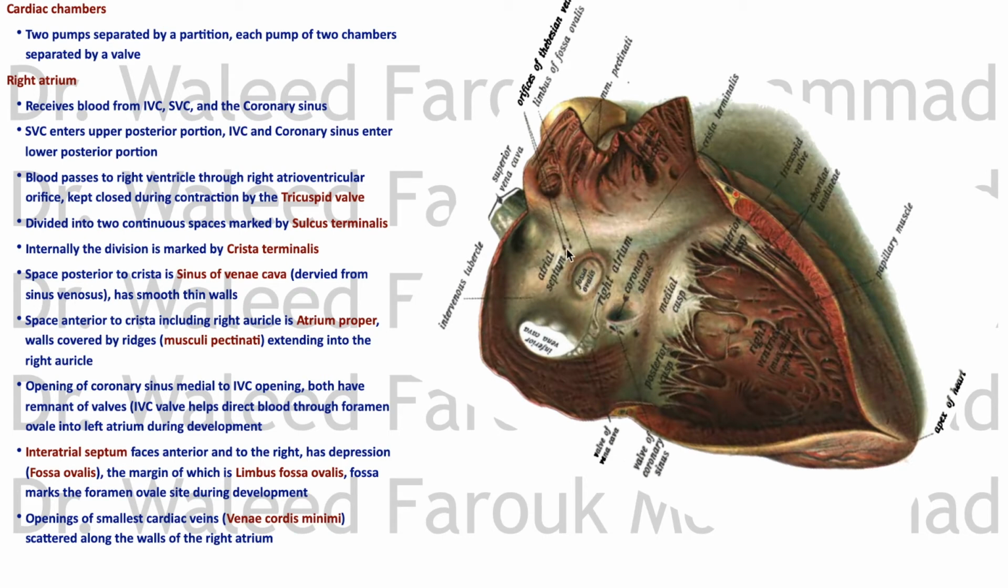You can also find minute openings in the walls of each chamber. Actually, these are the openings of the venae cordis minimi, which are a small system of very minute veins that drain the cardiac muscle directly into the chamber. Why? Of course, we have an extensive venous drainage because we don't want to accumulate metabolites in the muscle wall of the heart that contracts forever. It never stops.